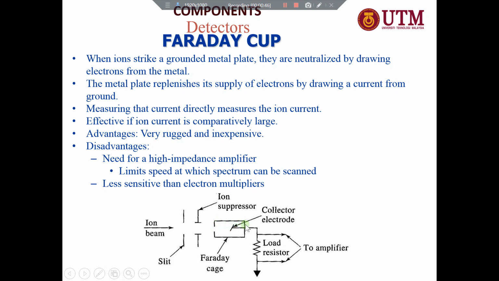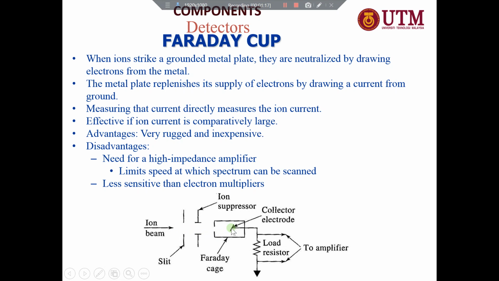Here is what we call the Faraday cage, or also the Faraday cup, meaning it is in the shape of a cup or cage. You can search it on Google; it has a round shape, a somewhat hollow structure. What happens here is that we have the collector electrode, or grounded metal plate. Your ion beam, your molecular charge, will hit the electrode.